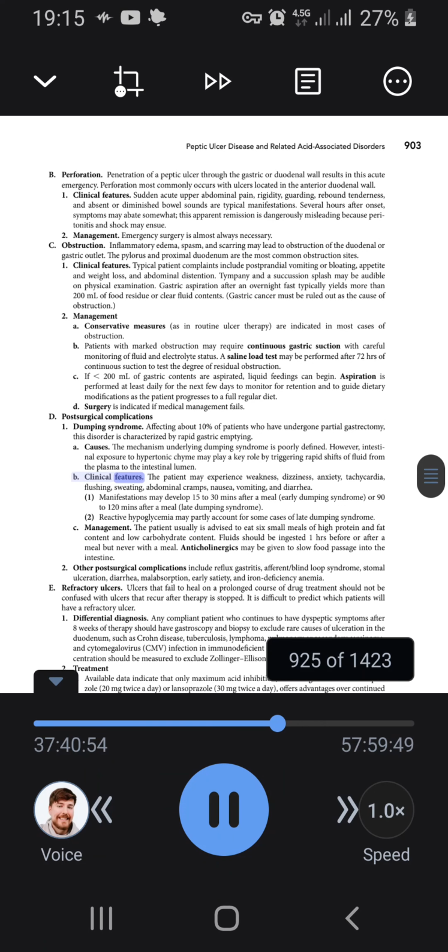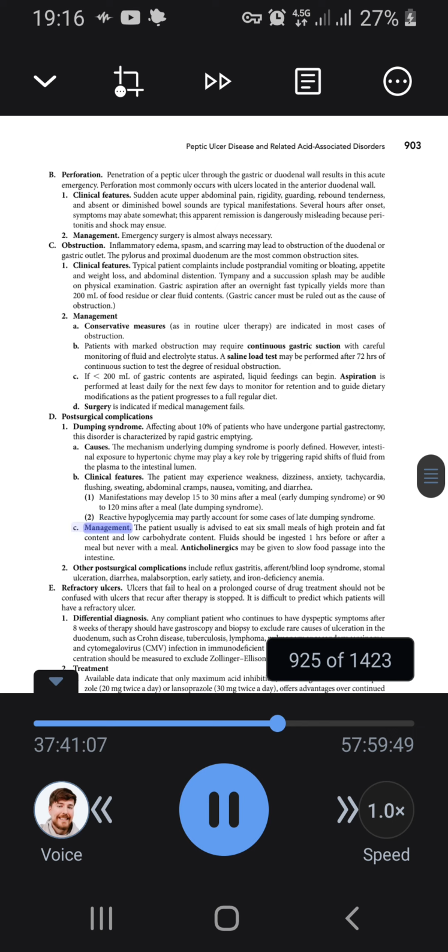B. Clinical features. The patient may experience weakness, dizziness, anxiety, tachycardia, flushing, sweating, abdominal cramps, nausea, vomiting, and diarrhea. 1. Manifestations may develop 15 to 30 minutes after a meal, early dumping syndrome, or 90 to 120 minutes after a meal, late dumping syndrome. 2. Reactive hypoglycemia may partly account for some cases of late dumping syndrome.